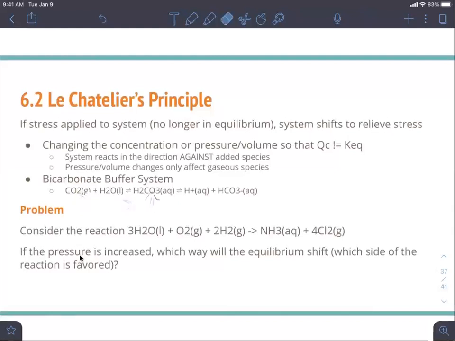But if there is too much bicarbonate, the reaction goes this way and favors the production of protons and the bicarbonate ion, or carbon dioxide and water. So that's just an important buffer system in our blood. You'll learn about this a lot more in biochemistry.